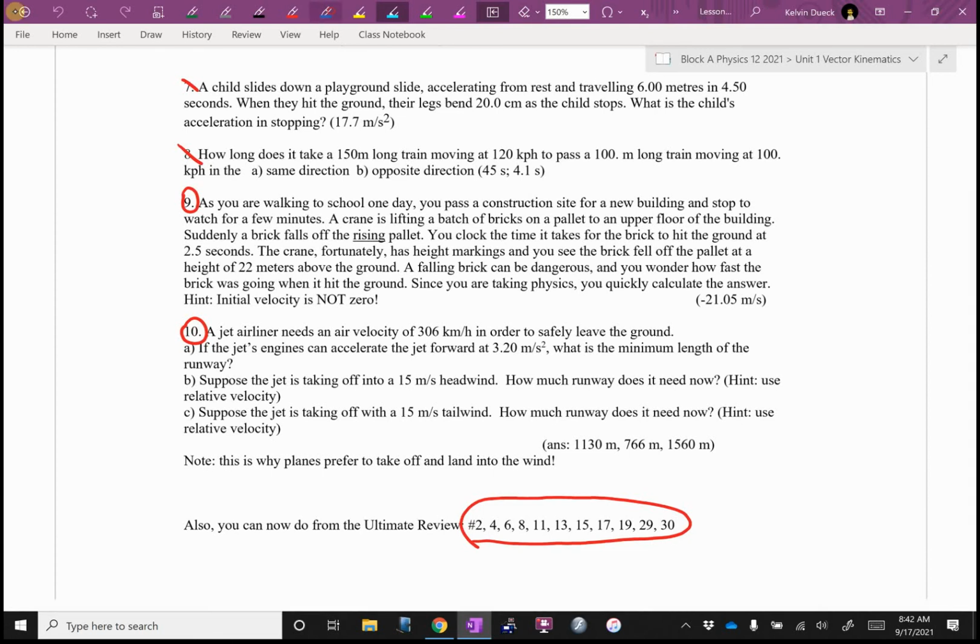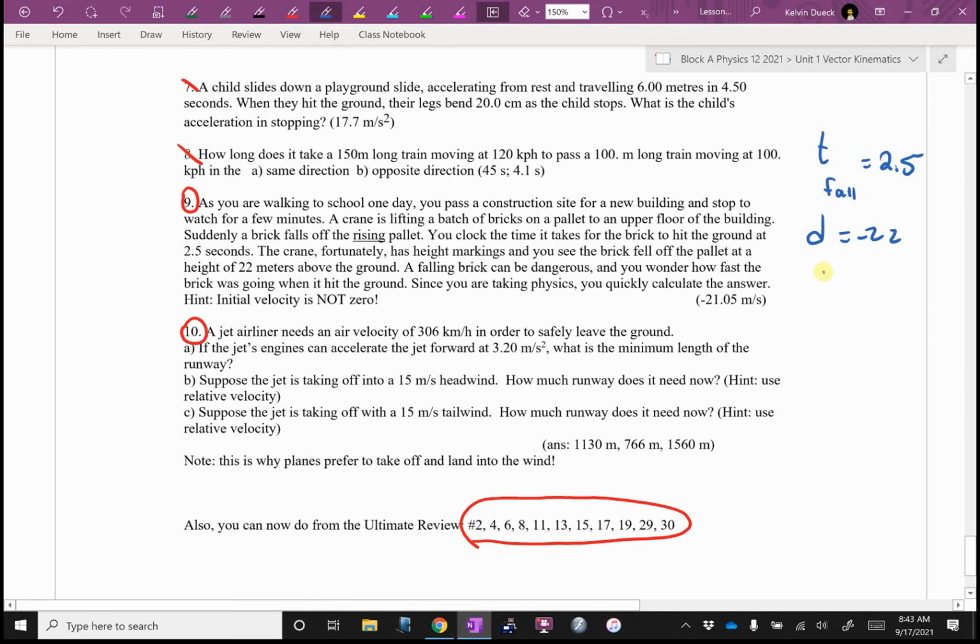So I'm going to make a little note here. T fall is 2.5. The crane has height markings, and you see that the brick fell off the pallet at a height of 22 meters above the ground. I've just made a mistake because the brick is going to end up below from where we started.